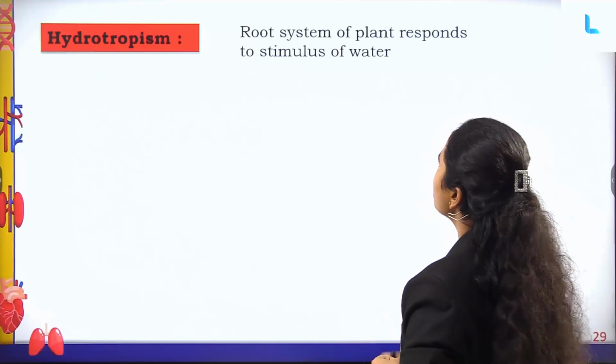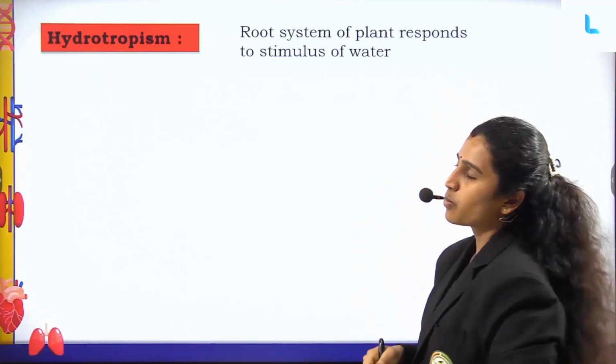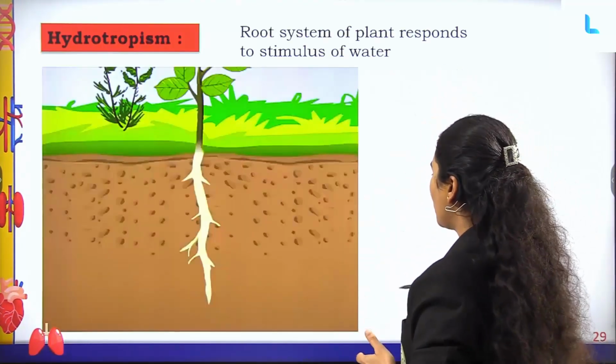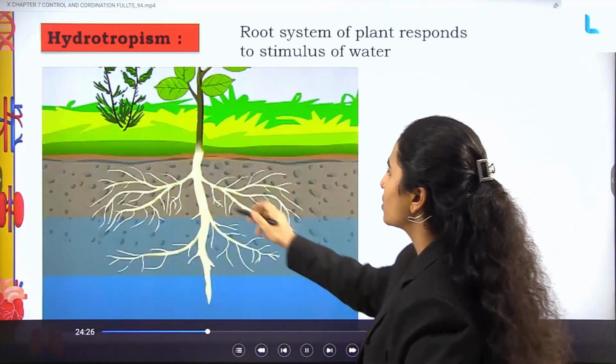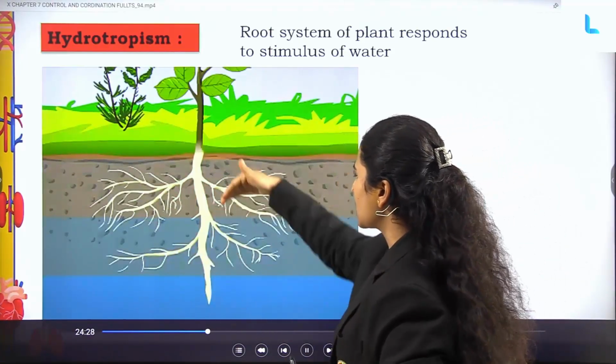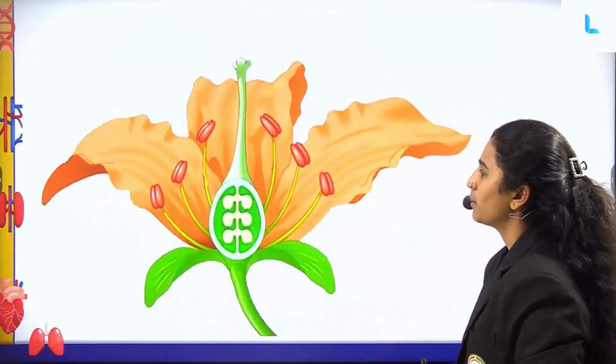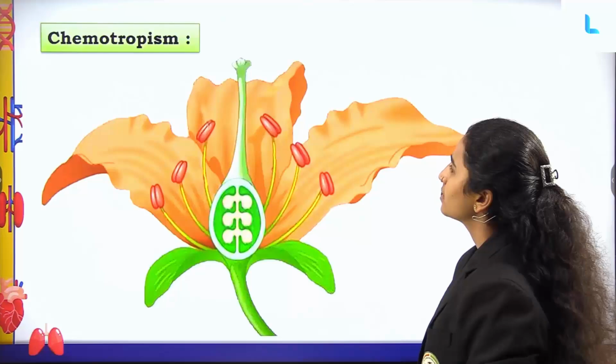Now hydrotropism, root system of plants which will respond to water. So the plants which will grow in water. So you can see here, they will go deeper into the water and they collect the water.